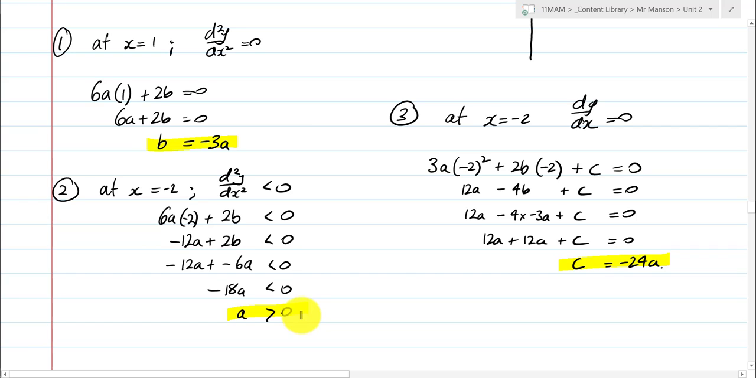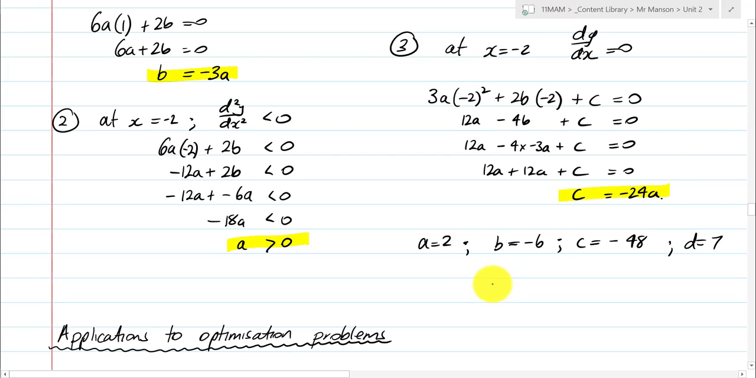2 sounds good. So if a equals 2, then b equals negative 6 because b is equal to negative 3a. c is equal to negative 24a, and negative 24 times 2 is negative 48. And d, we've already determined we don't care, it's something, so let's make d equal 7. And our function is y equals 2x cubed minus 6x squared minus 48x plus 7, and that will give us a maximum at negative 2 and a point of inflection at 1.